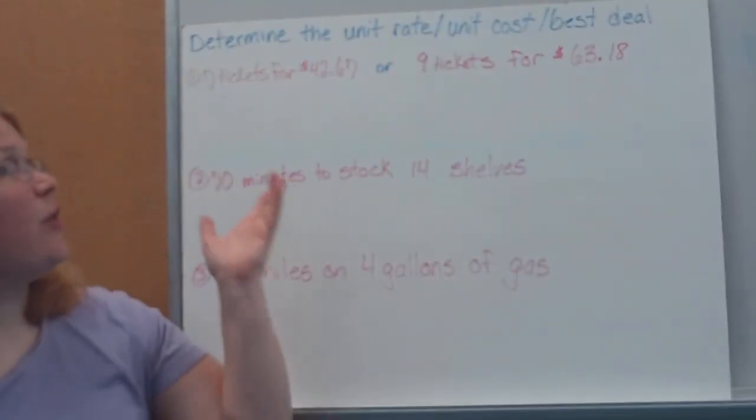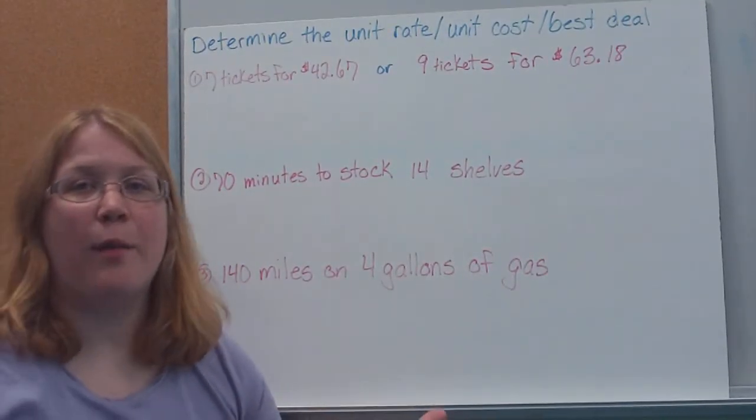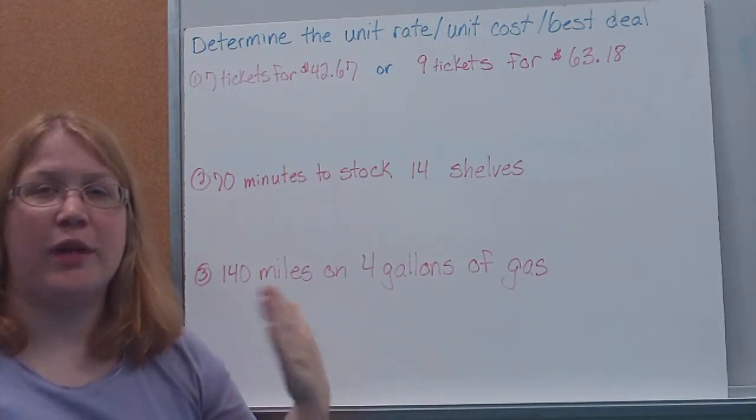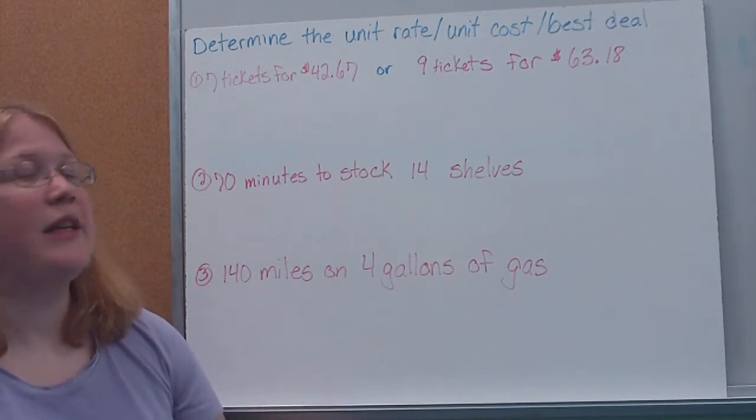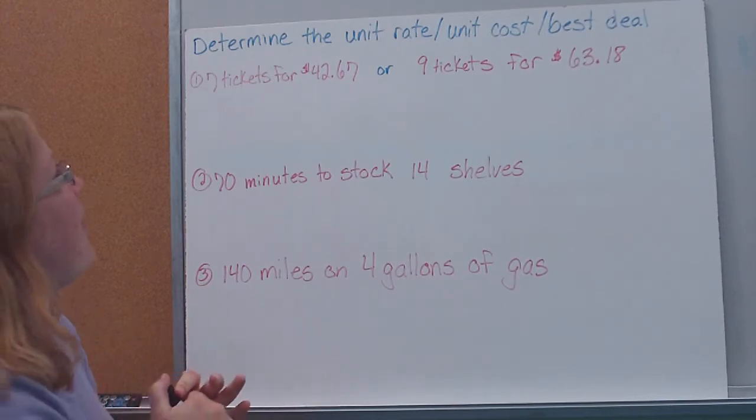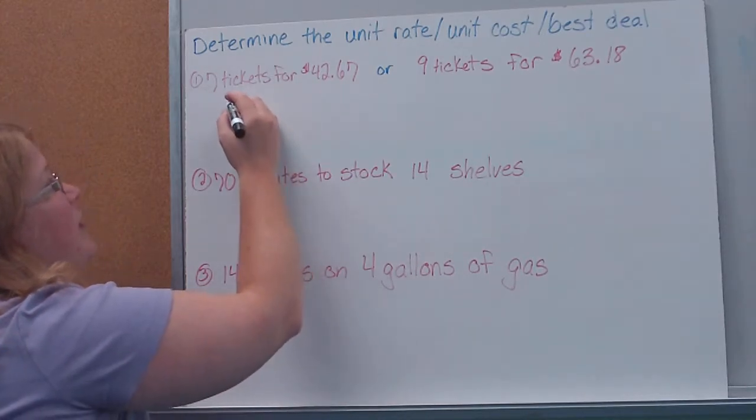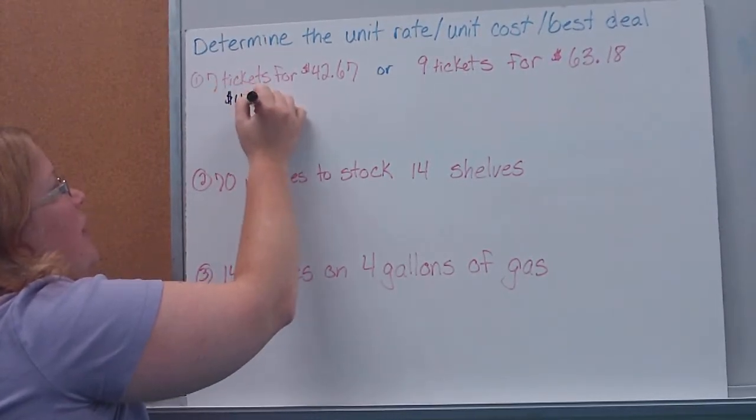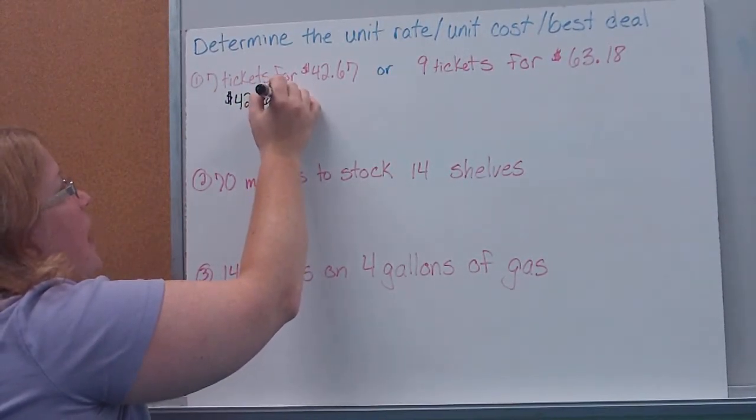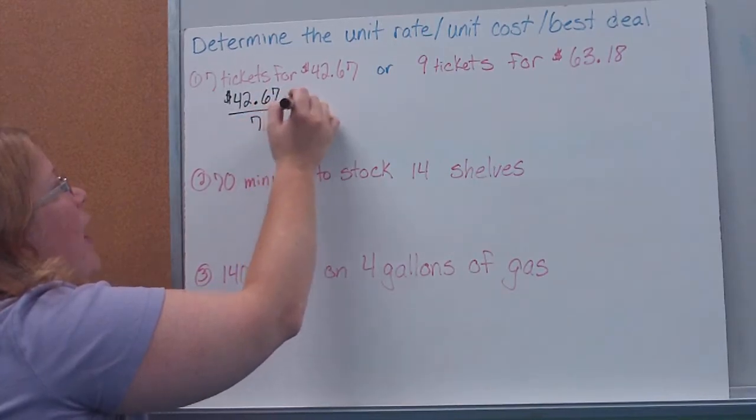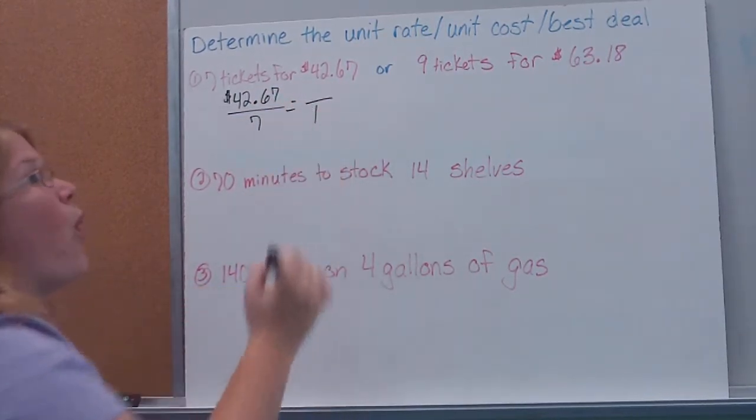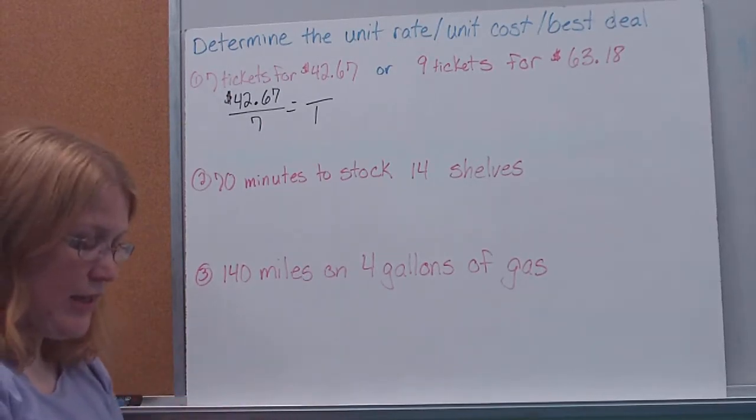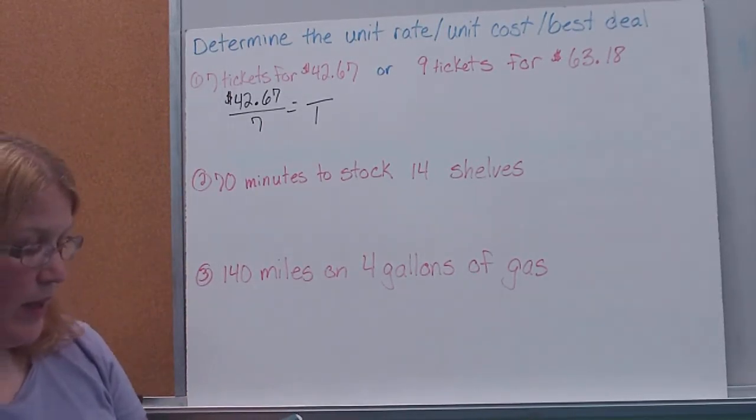So here we want to find our unit rate or our best deal. So you'll notice on the first one, I've given you 2 different ones that we're going to compare. We're going to determine what our better deal is. So what I find up here is I can buy 7 tickets for $42.67. So whenever we're doing unit cost, the money goes on top, because I want to know how much it costs for 1 ticket. That's how we're going to reduce this. And I'm going to use my handy-dandy calculator to save us some time.